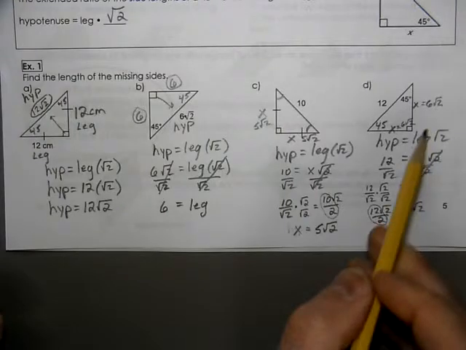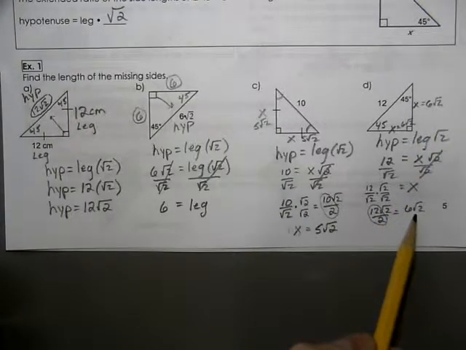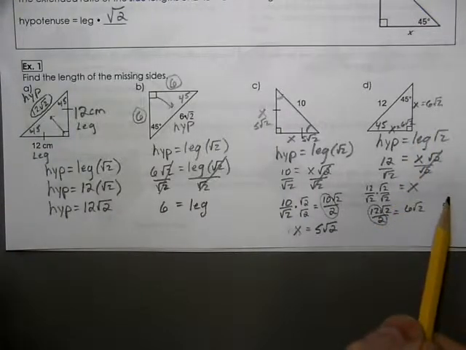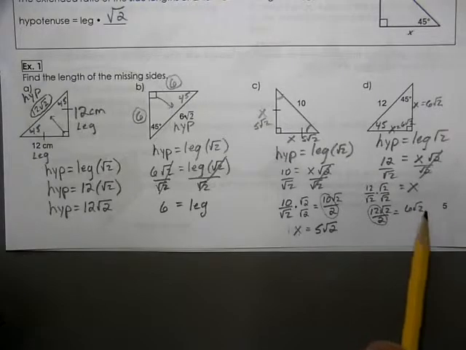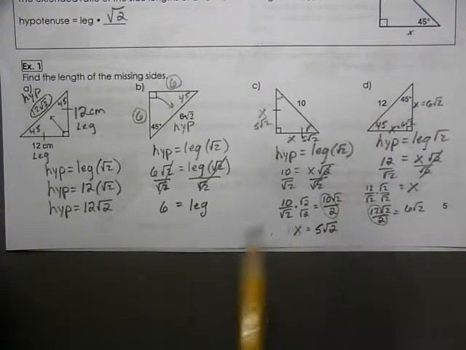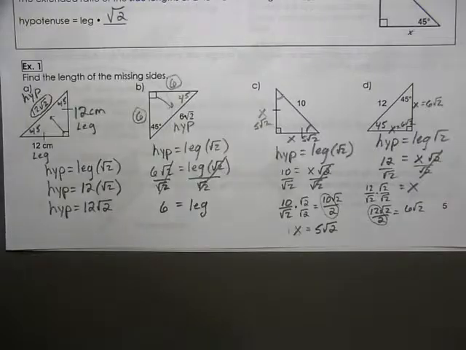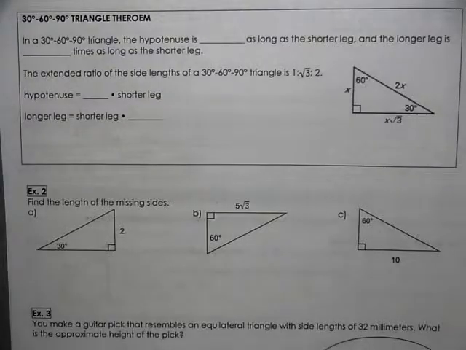And again, if you multiply 6 root 2 by root 2, you're going to get 6 times 2, which is 12, which is your hypotenuse. Okay, we'll jump over to the other side.